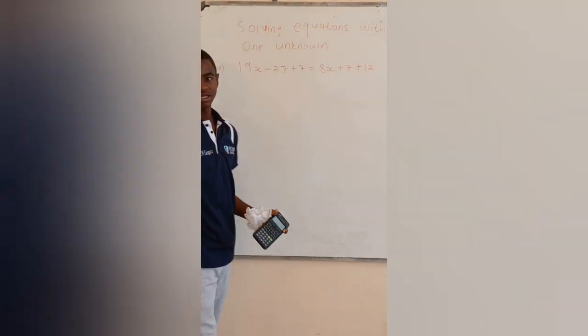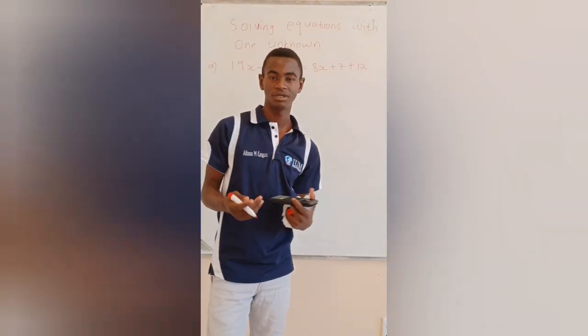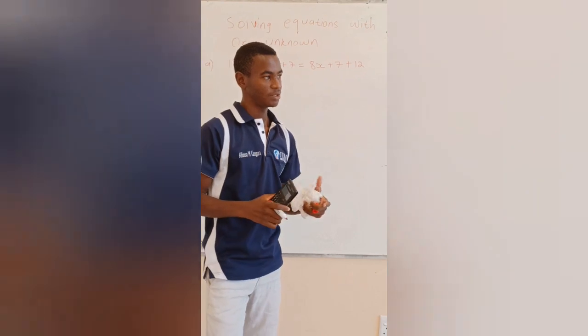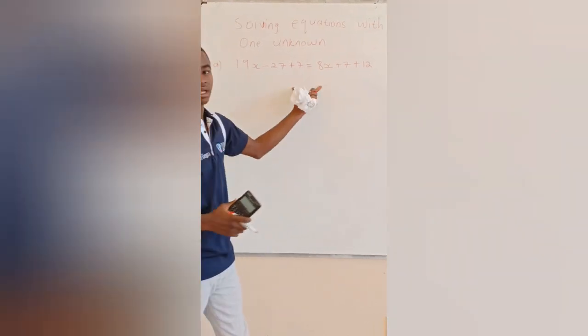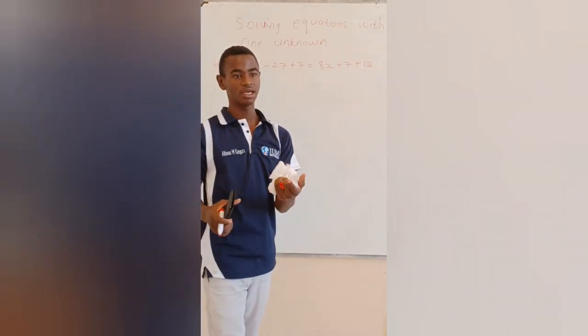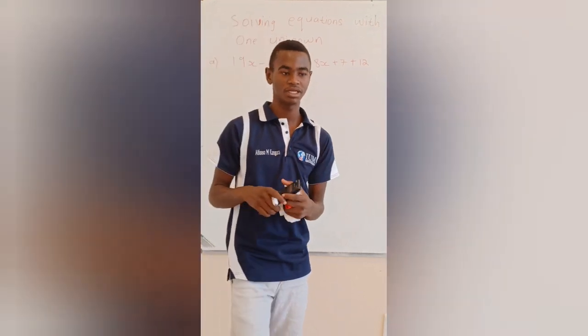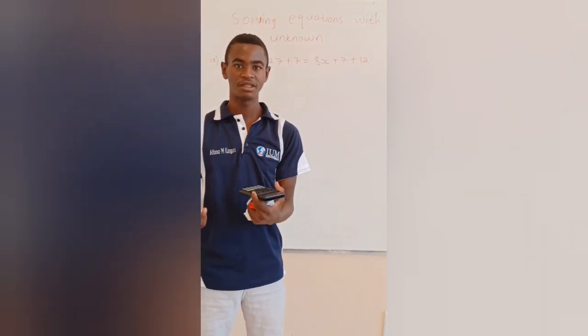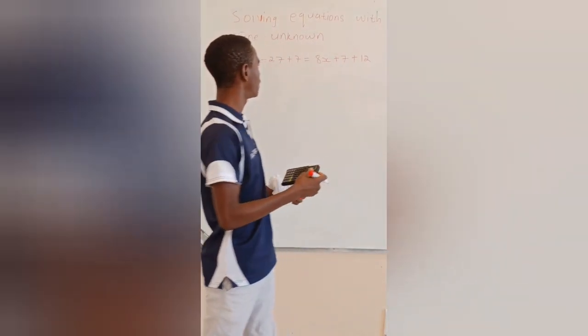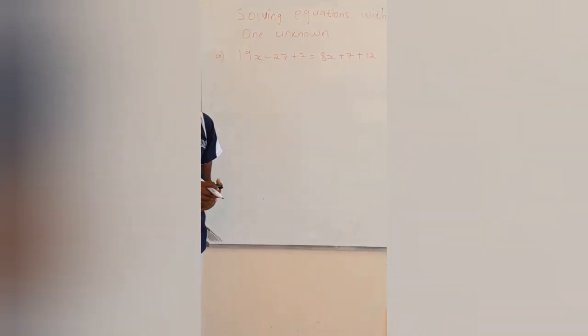Let's look at a practical example. But before we do, what you have to know is that when you're solving an equation, you just have to know how to collect like terms. After collecting the like terms, you have to simplify them. And after simplifying, you solve for the required variable which is being asked.